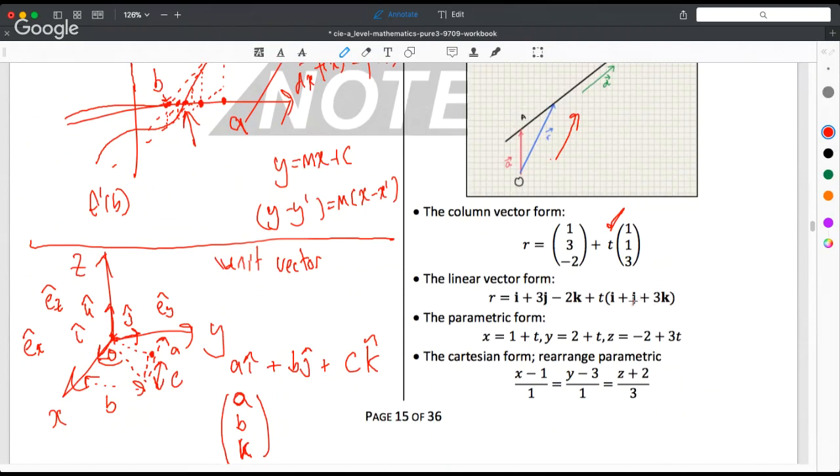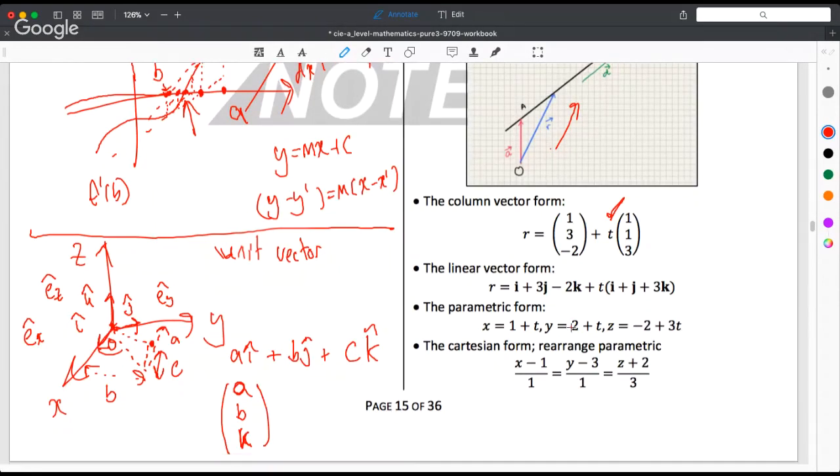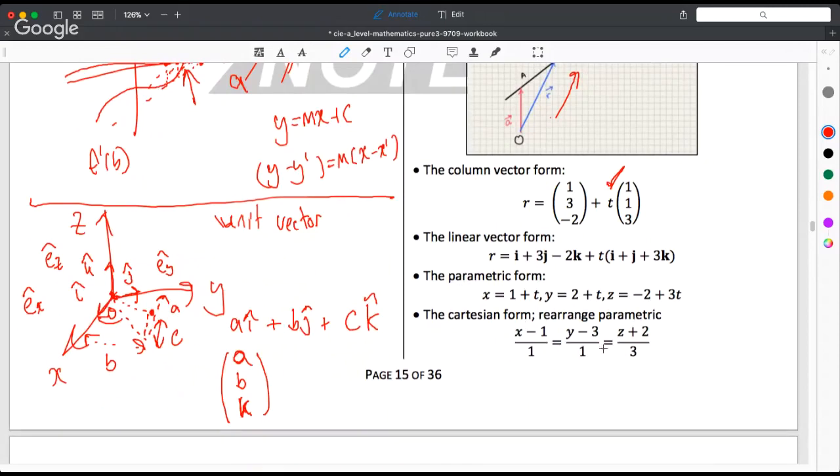Okay, and we can now talk about something called parametric form. So we can write all these vector equations in terms of different parameters. We could choose to write it in terms of t, or we could choose to write it in terms of x, y, and z. And if we do that, then we can get different forms of the equation. So even though this expression looks really complicated, it really is the same form as this.